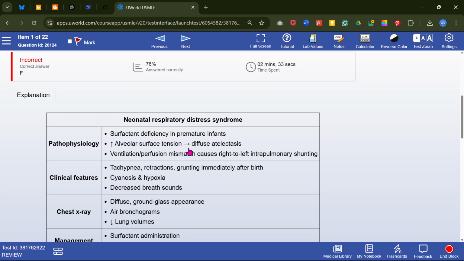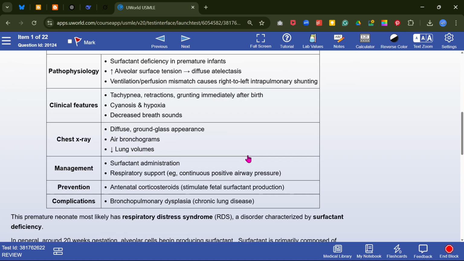Ventilation perfusion mismatch causes right to left intrapulmonary shunting. Clinical features include tachypnea, retraction, grunting, cyanosis, hypoxia, and decreased breath sounds. On chest X-ray there is diffuse ground glass opacity, air bronchogram, and decreased lung volume.